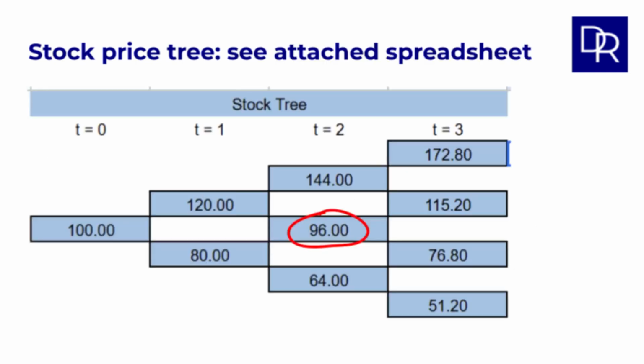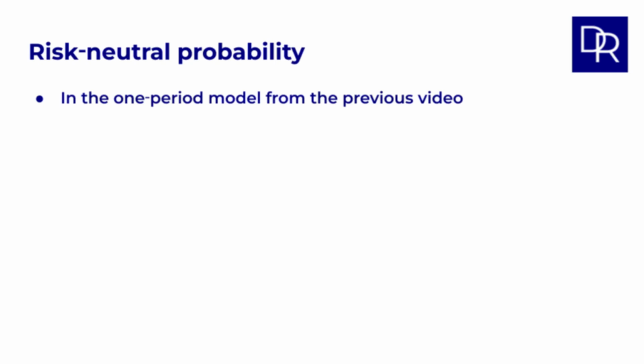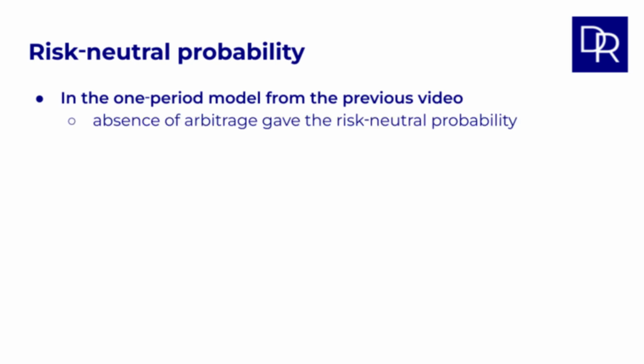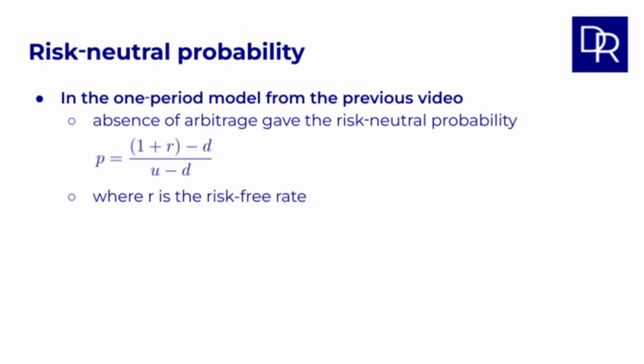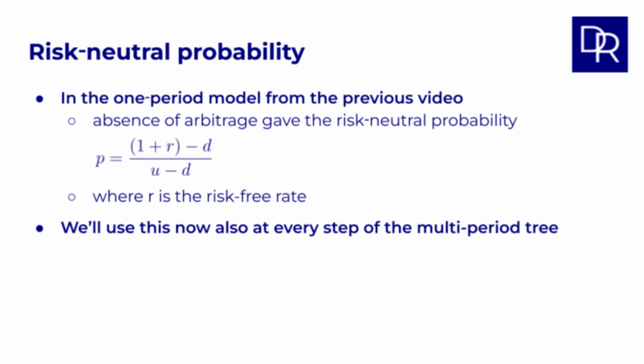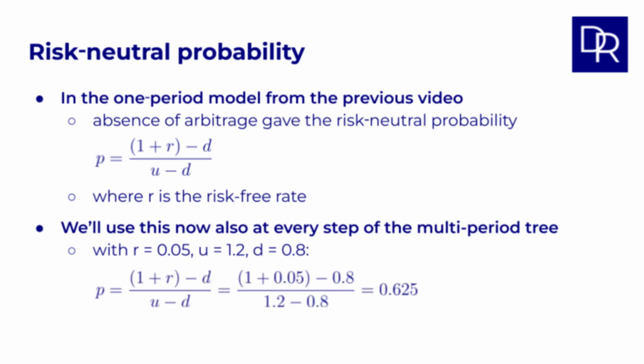For our later examples, we will use this tree extended to 3 periods. Full details for this are in the attached spreadsheet. In the one-period model from the previous video, absence of arbitrage gave the risk-neutral probability P as (1 plus R minus D) divided by (U minus D), where R is the risk-free rate. We'll use this now also at every step of the multi-period binomial tree, with a risk-free rate R of 5%, and again U at 1.2 and D equal to 0.8. Plug in the numbers and get P equals 0.625. We'll be using this value for P for the remainder of the video.